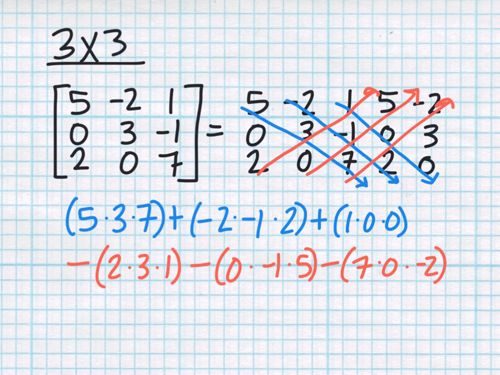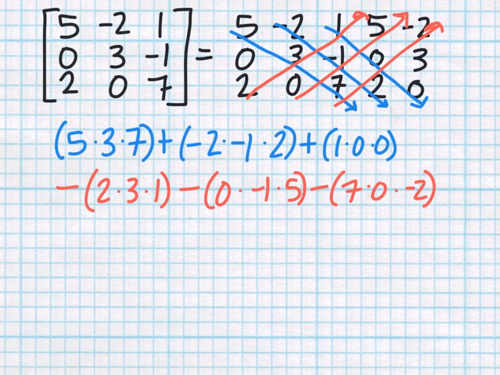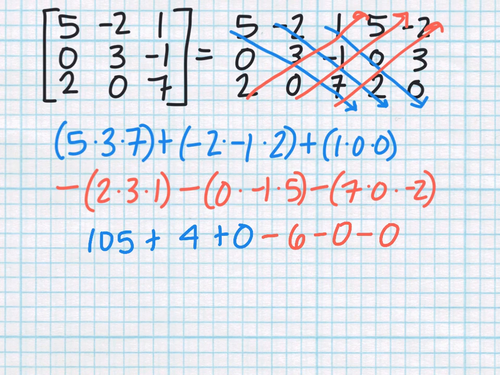So let's simplify. 5 times 3 times 7. Let's get some more space to write here. So, like I said, 5 times 3 times 7 is going to give me 105 plus negative 2 times negative 1 times 2 is going to give me a positive 4 plus 1 times 0 is 0. Now let's do the ones in red. So 2 times 3 times 1 is going to give me 6, so minus 6. And then 0 times negative 1 times 5 is going to be a 0. 7 times 0 times negative 2 is also 0.